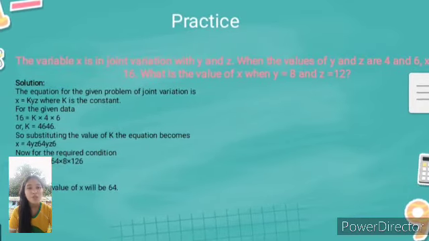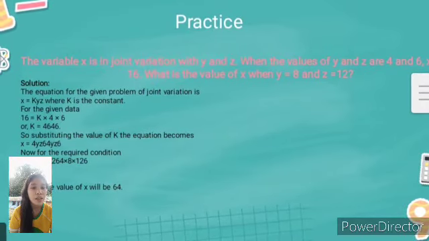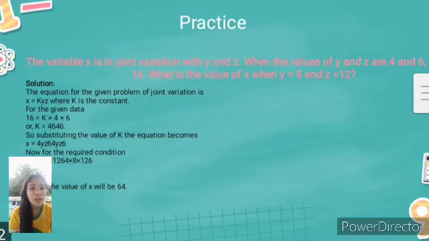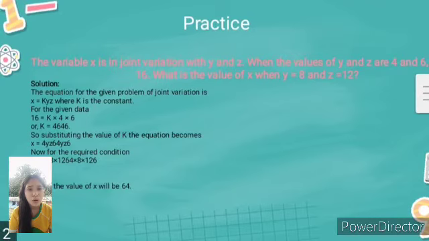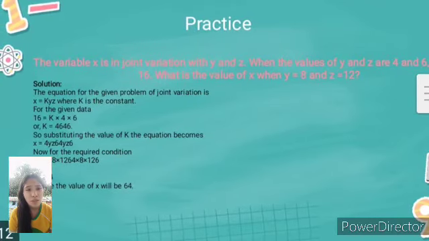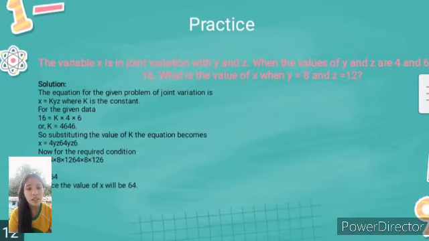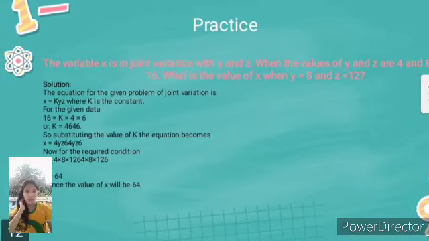2/3. So, substituting the value of k, the equation becomes x is equal to 2yz over 3. Now, in the required condition, x is equal to 2 times 8 times 12 over 3, which is 64. Hence, the value of x will be 64.